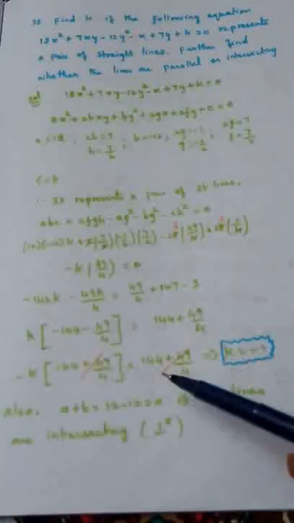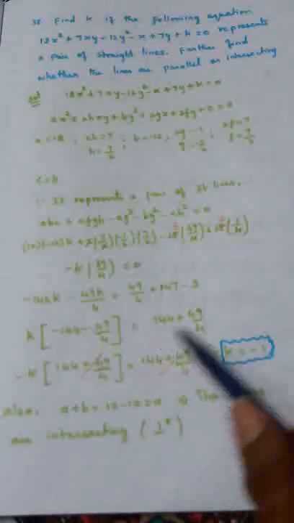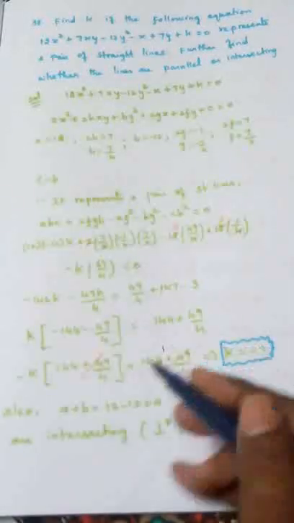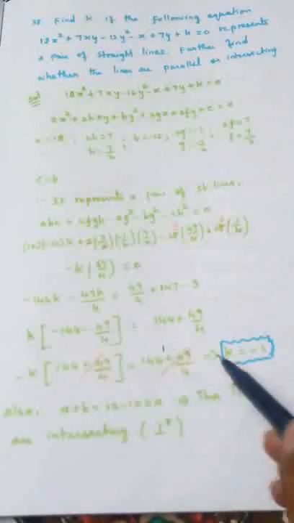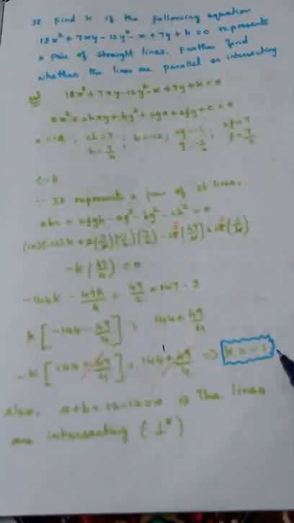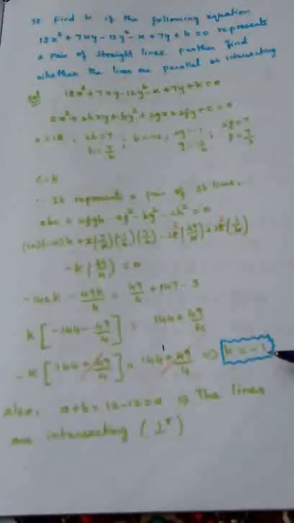This is written as it is. Now see, they are equal. So I am cancelling this on both sides. 1 will be present here. And multiplying by minus sign, k will become plus, 1 will become minus 1. So k value is minus 1. That is the first question. Find k. k value is minus 1.